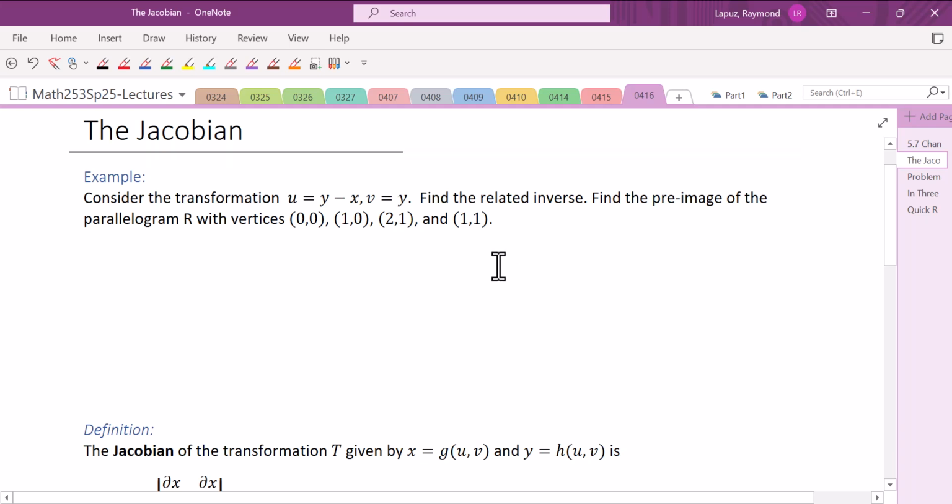Oh, they give us another problem. Should we do it? Let's do it.